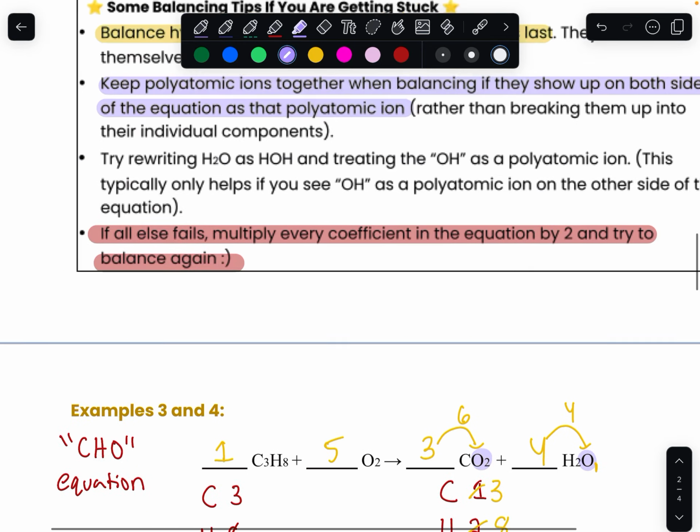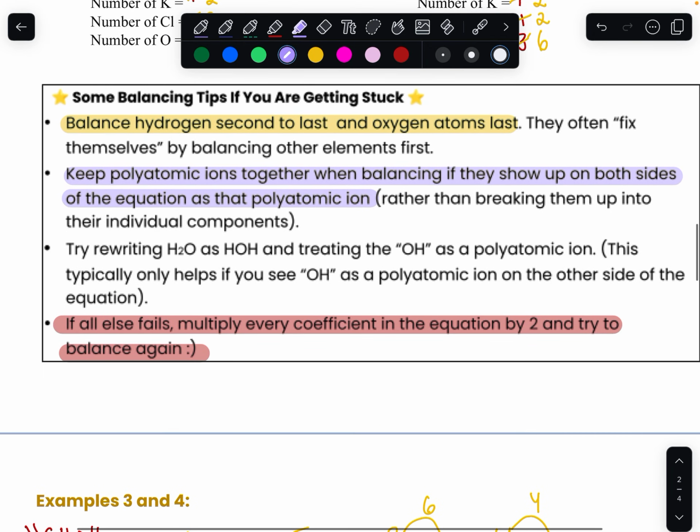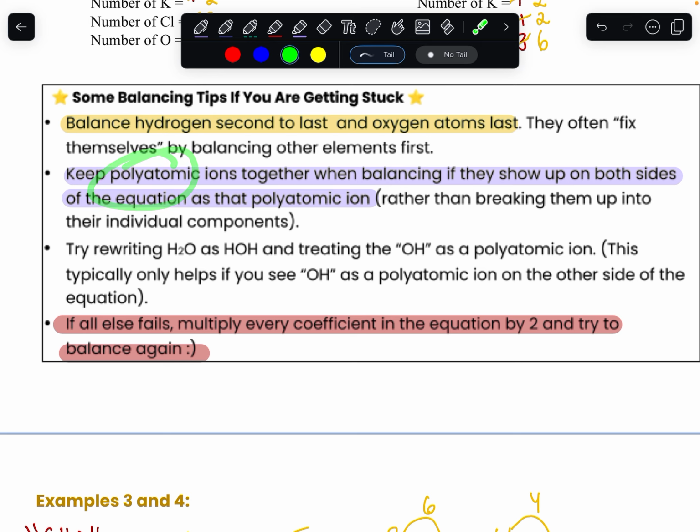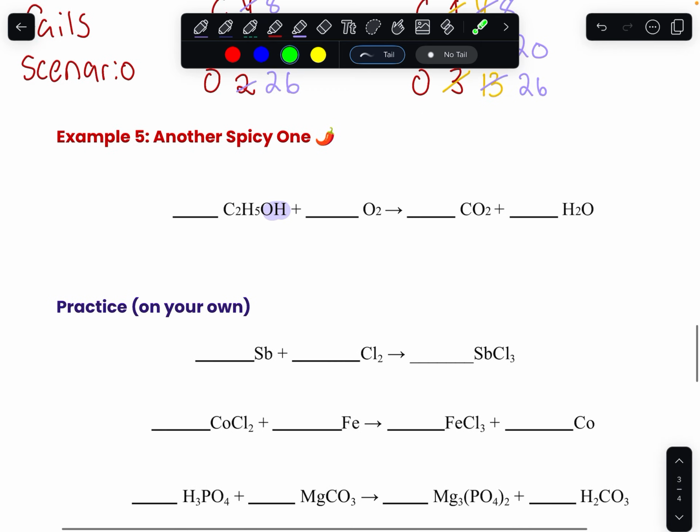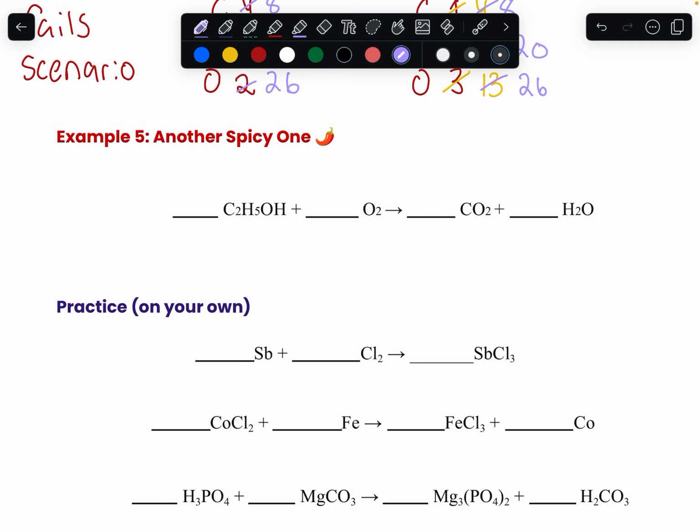Okay, so the answer you should have gotten there was no. You can only group polyatomic ions when they're on both sides of the equation. So hydroxide is a polyatomic, but you can't group it because it's not on both the product side and the reactant side. So we have to just do our standard CHO here.